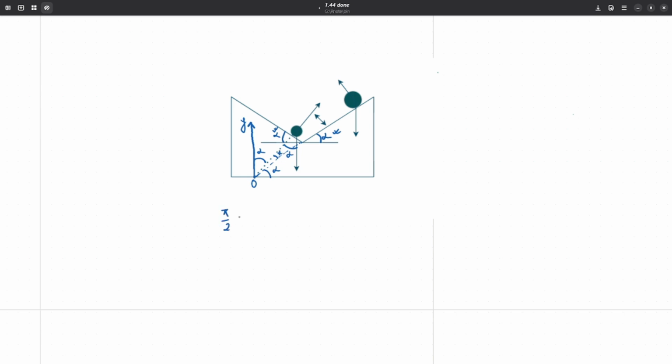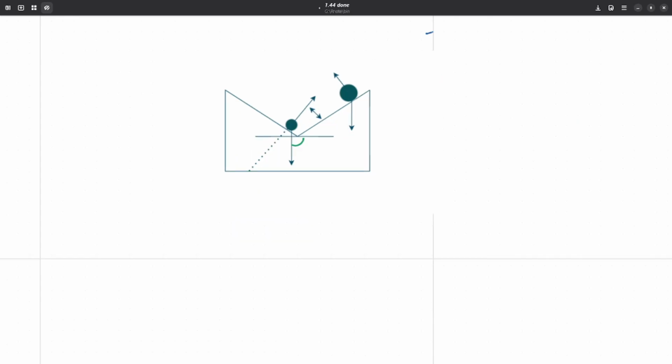So pi by 2 is equal to alpha plus x plus alpha, from which we get x is equal to pi by 2 minus twice alpha. Therefore, this angle is equal to pi by 2 minus twice alpha. So taking pi by 2 minus 2 alpha to be equal to beta, we get this angle to be beta, this angle to be alpha, and this angle to be alpha.